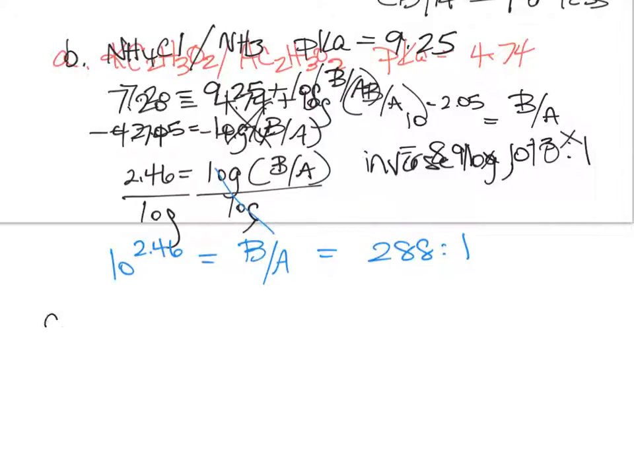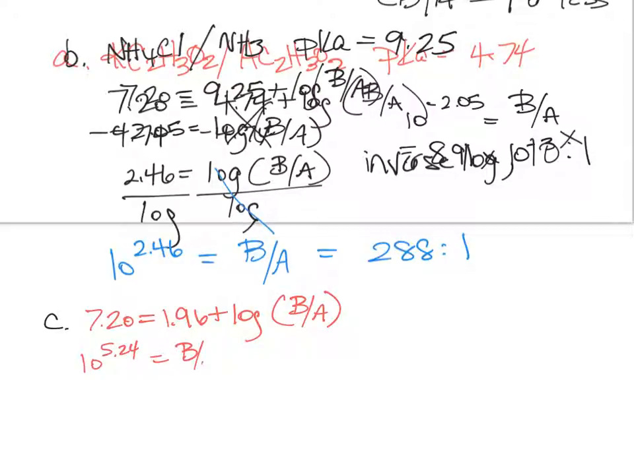All right, so letter C. See if I can write this small. C has a pKa of 1.96. So we've got 7.20 is equal to 1.96 plus log base to acid. And 7.2 minus 1.96, what we end up with is 10 raised to 5.24 is equal to base to acid, and that is equal to 1.74 times 10 to the fifth to 1.